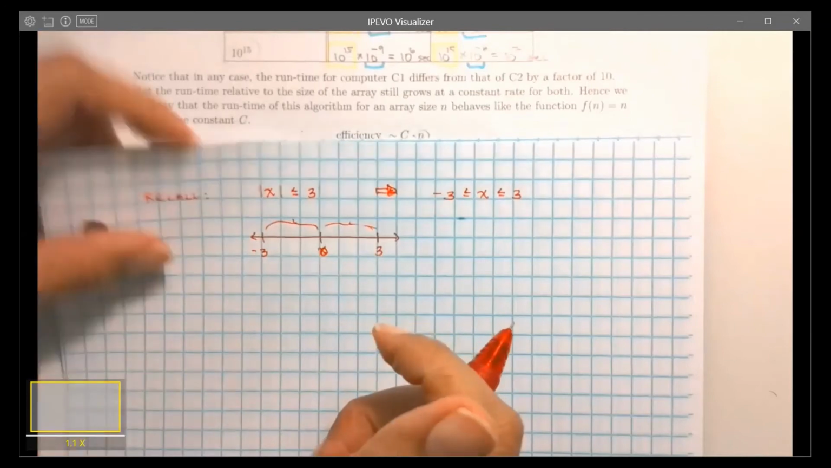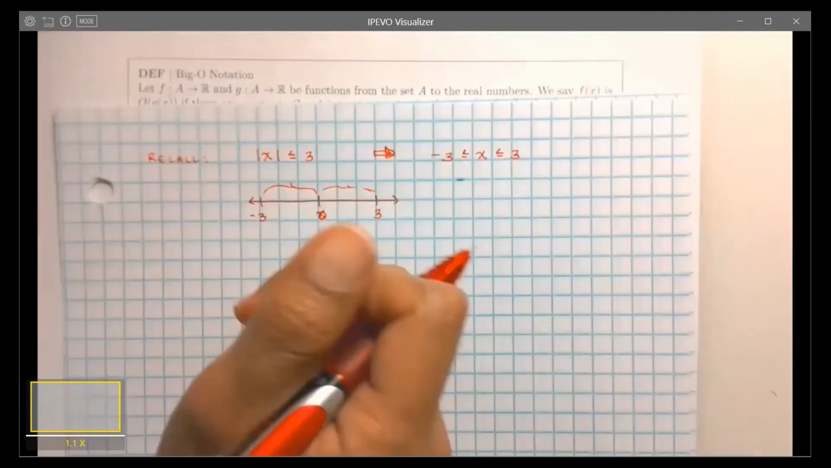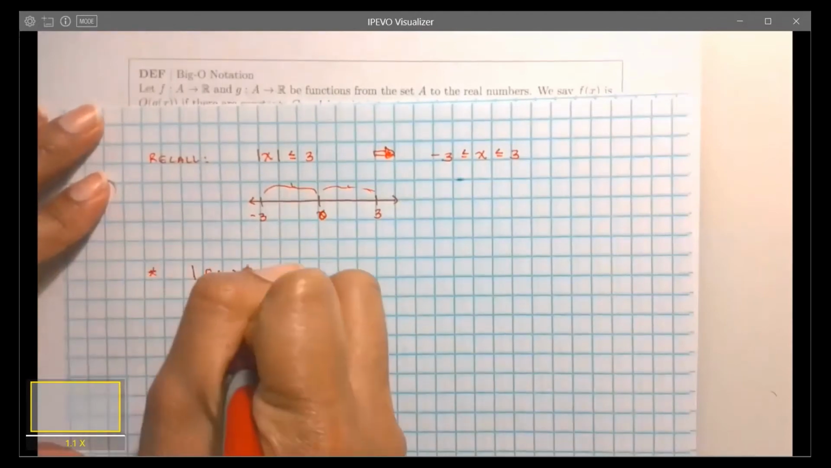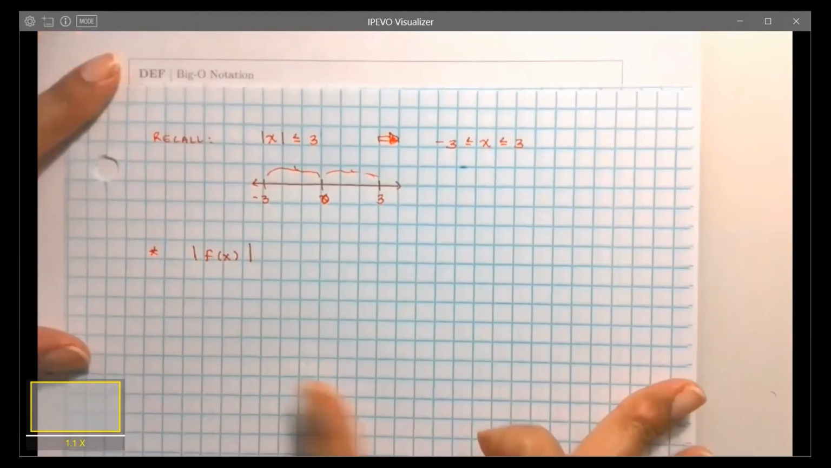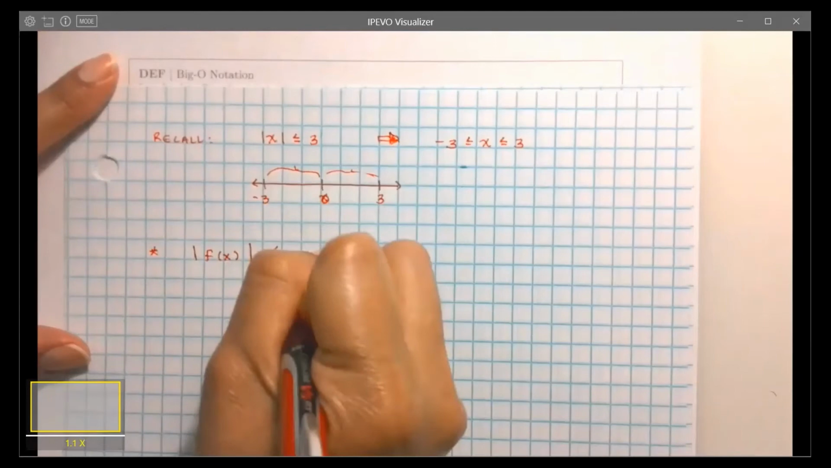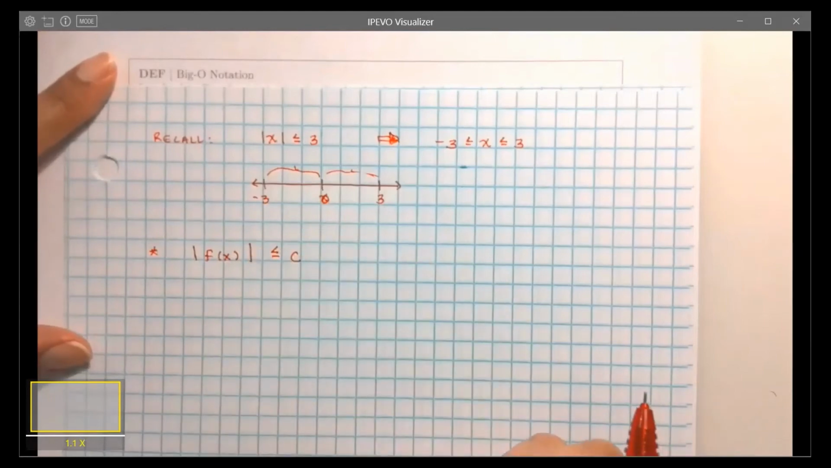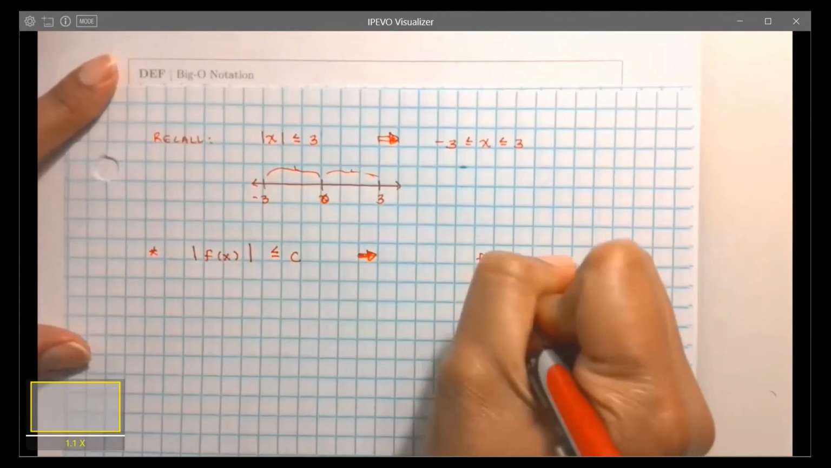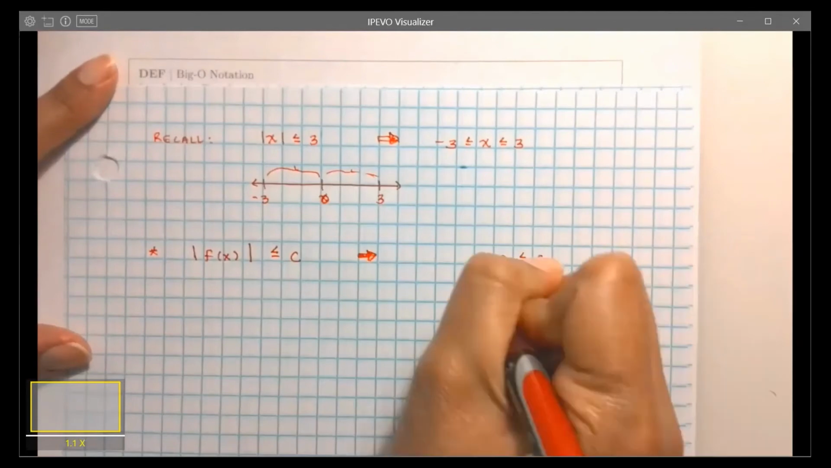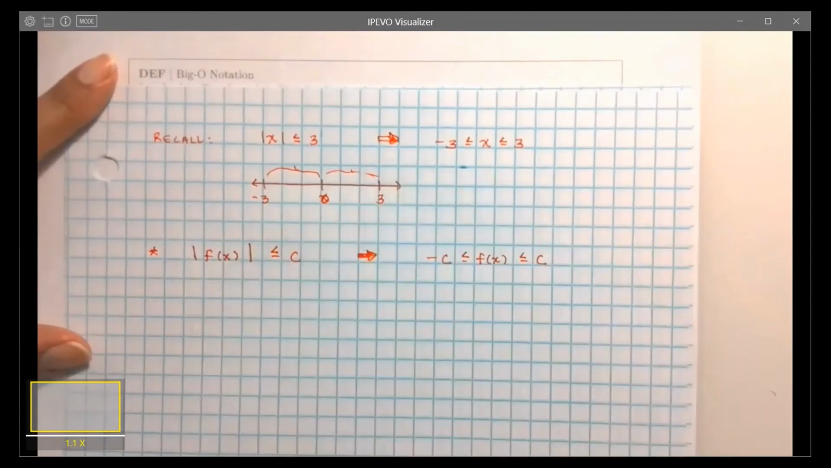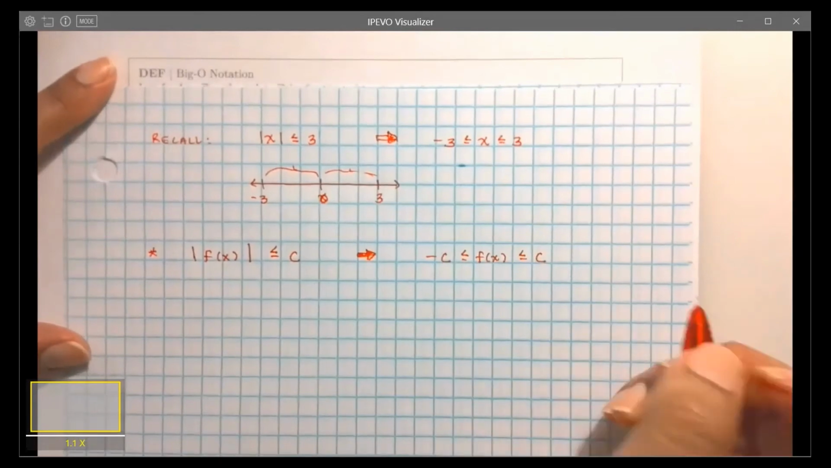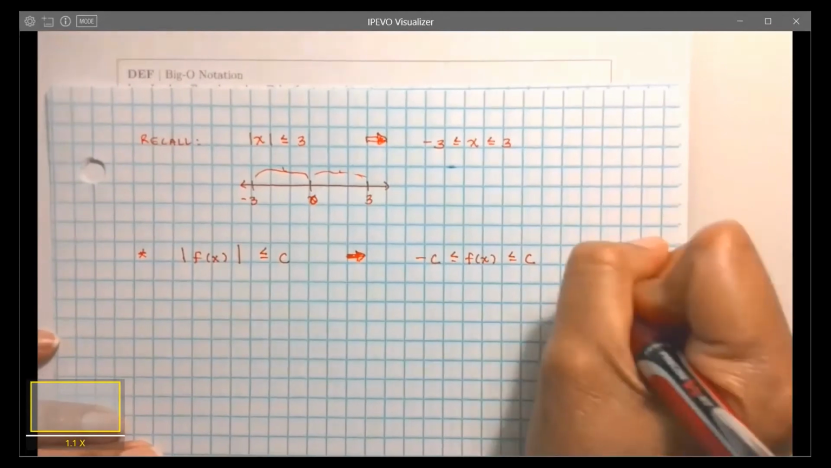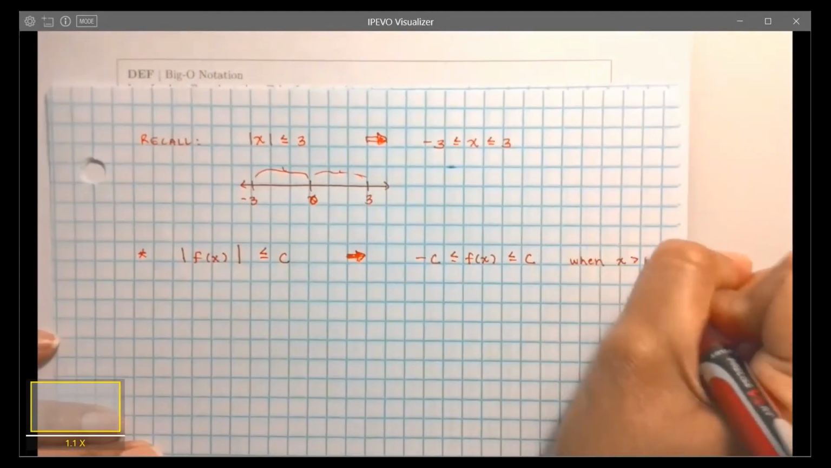Okay. So when it comes to now having absolute value, again, I'm going to go in steps. Let's say that we have the absolute value of a function f of x is less than or equal to some constant, let's say c. And what does that say? Well, then that would mean that f of x is bounded above by some constant c, and bounded below by the negative of that constant c. And let's say that happens whenever x is greater than some constant k.